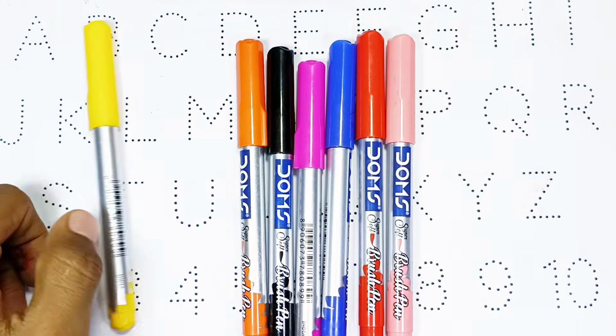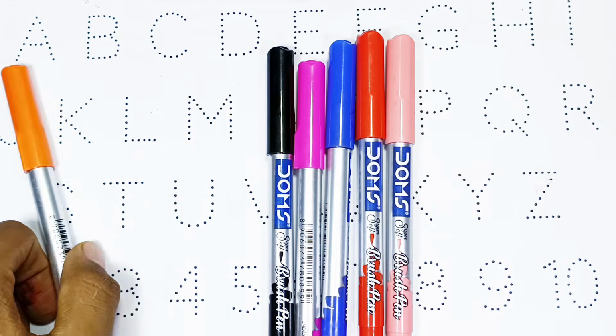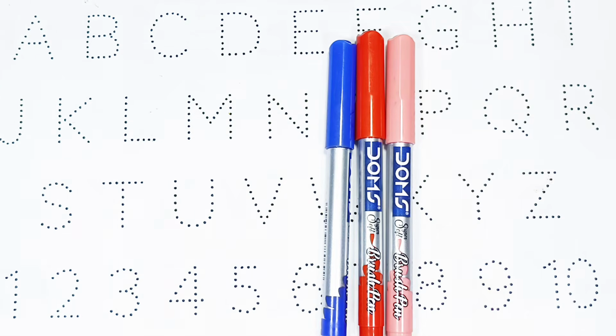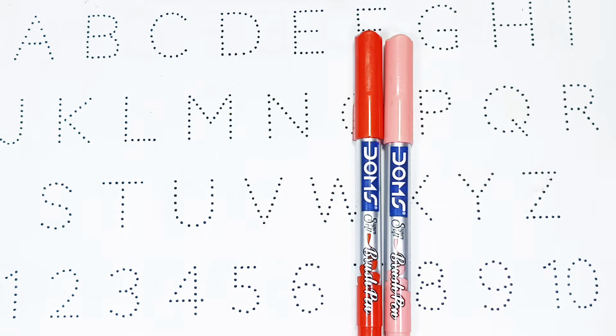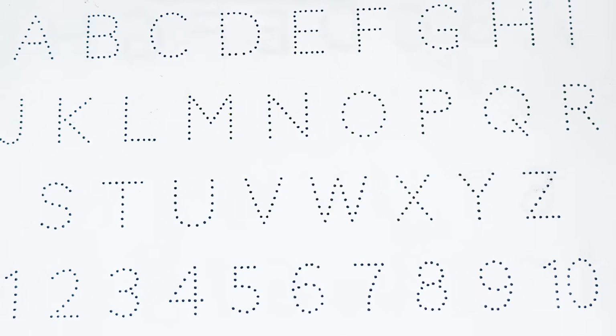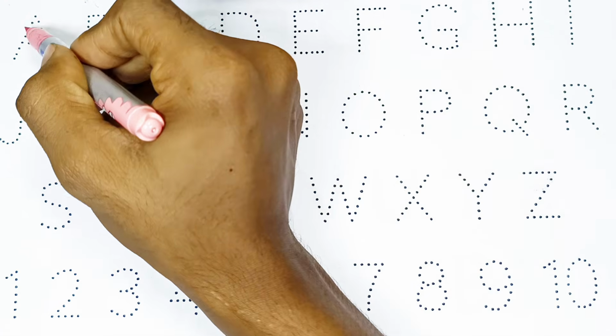sky blue color, yellow color, orange color, black color, pink color, blue color, red color, and light pink color. Kids, now you draw A.